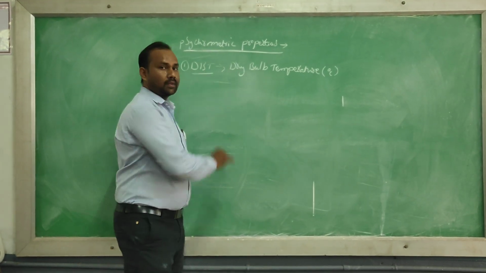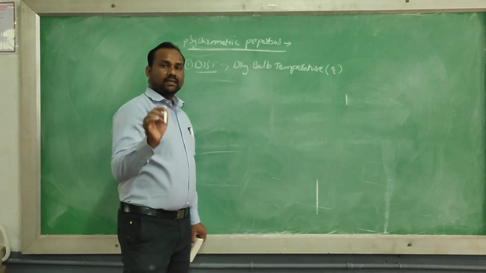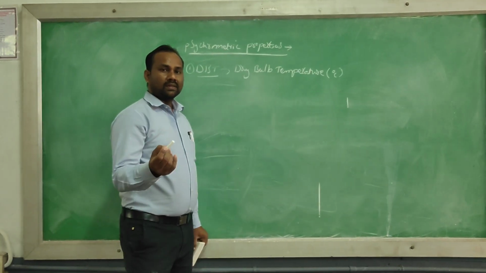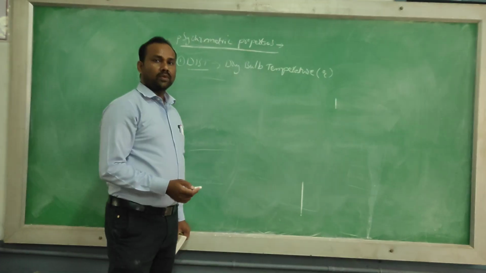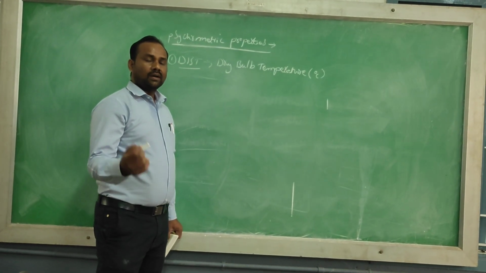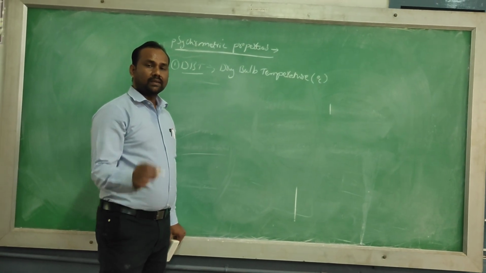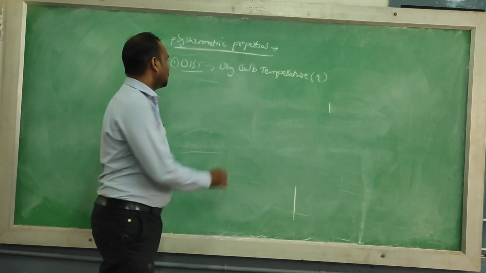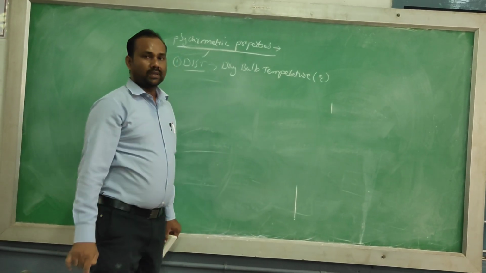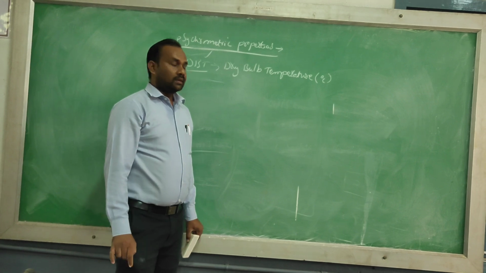What do you mean by dry bulb temperature? It is the temperature of the air recorded by a normal or simple thermometer. So the temperature recorded by a simple thermometer is generally referred to as dry bulb temperature, right?